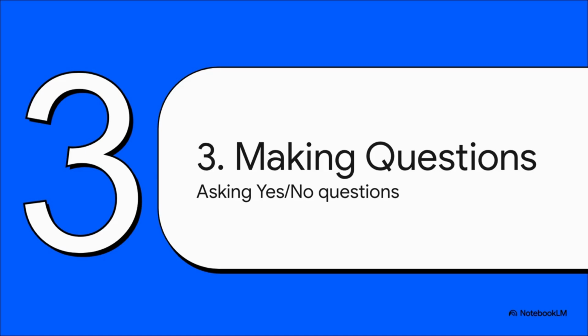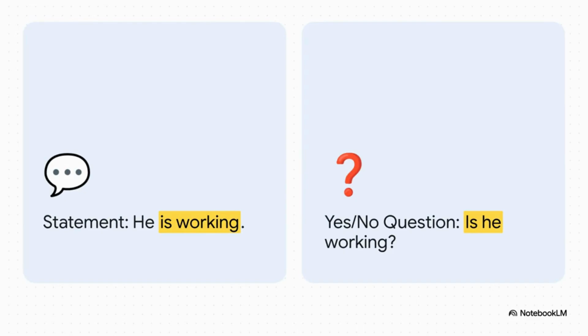That's awesome. So let's move on to the next step, making simple questions. I'm talking about the kind of questions where the answer is just a simple yes or no. And you won't believe how easy this is. Let's take our statement again. He is working. To change this into a question, all you have to do is switch the first two words. That's it. He is becomes is he. So the question is, he working?